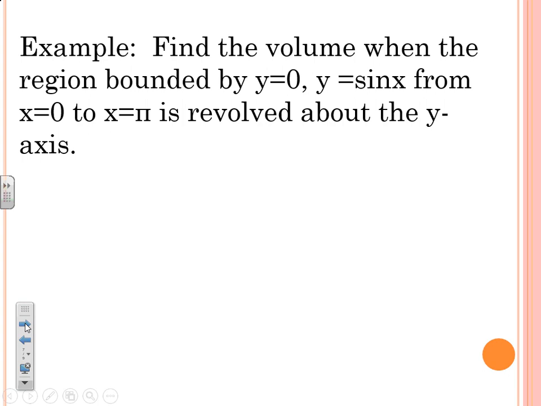Okay, go ahead and write down these pieces of given information. Our region is y equals 0, y equals sine of x from 0 to pi. Well, that's nice. Revolved around the y-axis. Okay, there's really no guessing about what our limits of integration are on this one. It's basically telling you. So go ahead and write down the information you need to, and then we'll create our picture.